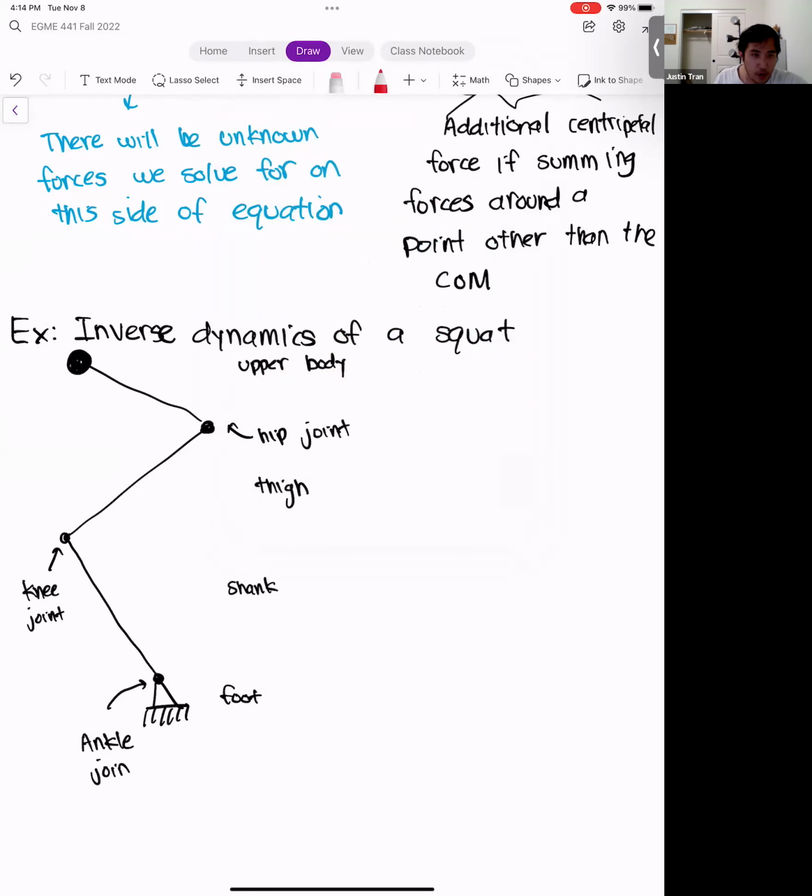In addition to that, we also have the properties of each of the different segments. For the shank, we know the mass of the shank as well as its moment of inertia, so I'm going to call them M1 and I1. We know the total length of the shank, so the total length of the shank is L1. We also know the location of the center of mass, and we'll call that R1. R1 is the distance from the ankle joint up to the center of mass of the shank.